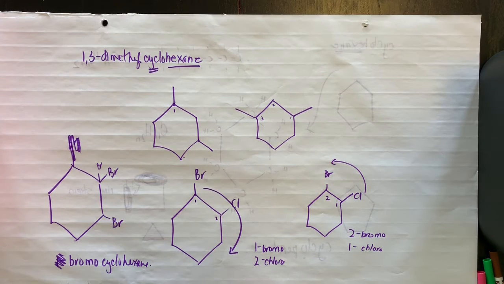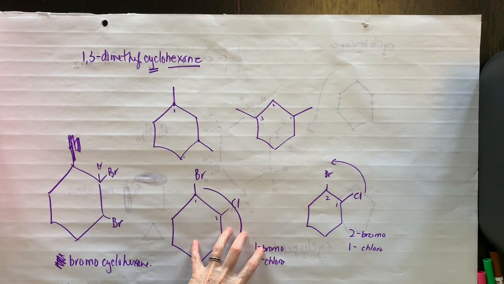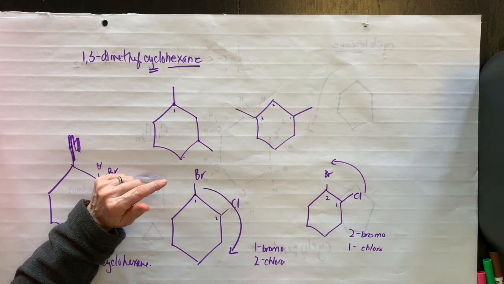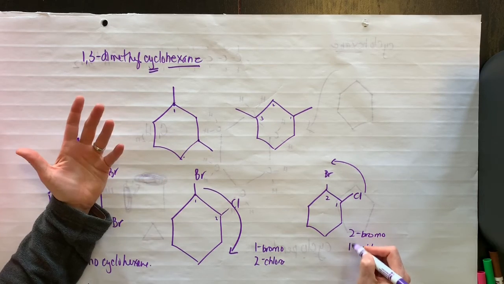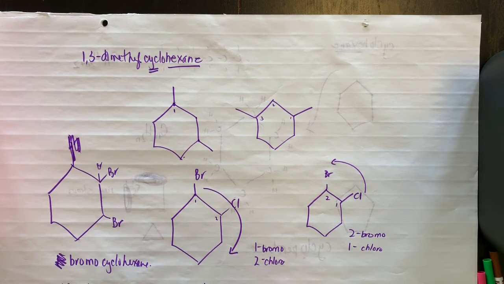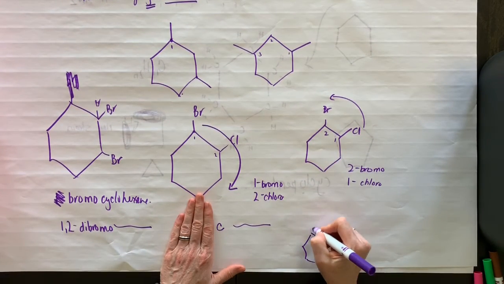Now, I would like my answer for my cyclo to be alphabetically correct. Because I've got 1, 2 and 1, 2, it doesn't really matter. So really I want bromo-chlorocyclohexane. That would mean the chloro actually gets the 1 position, because if I just had one thing on there and I said to you, draw for me chlorocyclohexane, you would just draw something like this. I hope you can see that.